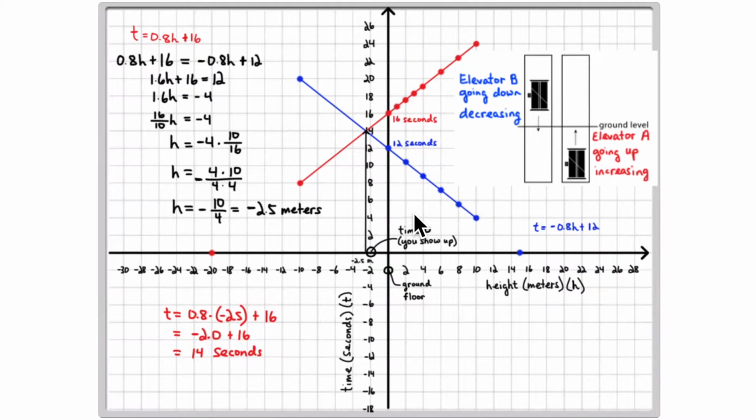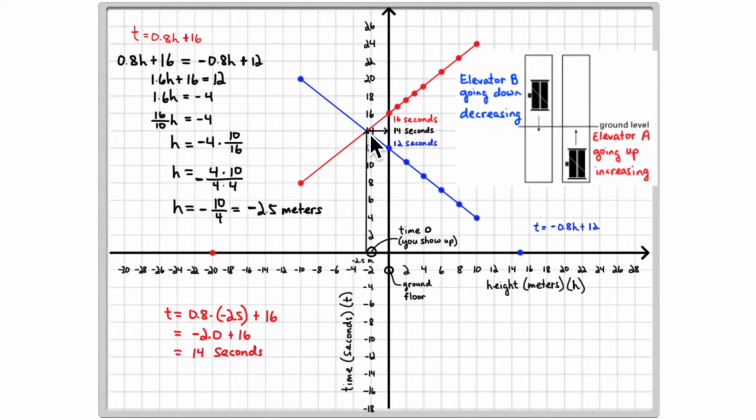So that's what the graph shows you once again. This elevator is going down, down, down. It takes 12 seconds to get to ground level from when you pressed the button. There's the 12 seconds, but then it keeps on going. Elevator A is going up, up, up. It takes 16 seconds after you press the button, but before that time, it passes elevator B, and that takes a total time of 14 seconds.